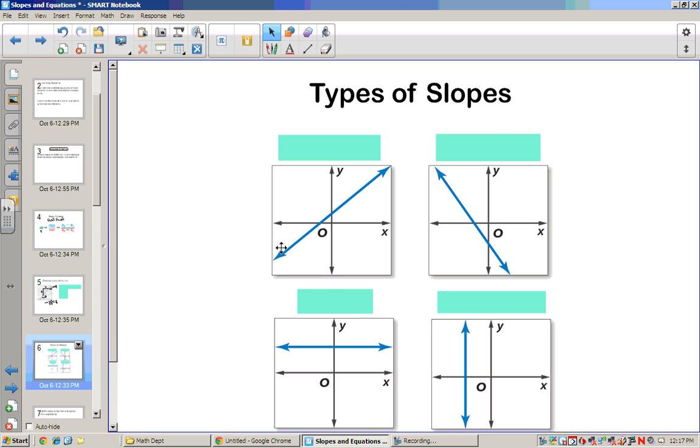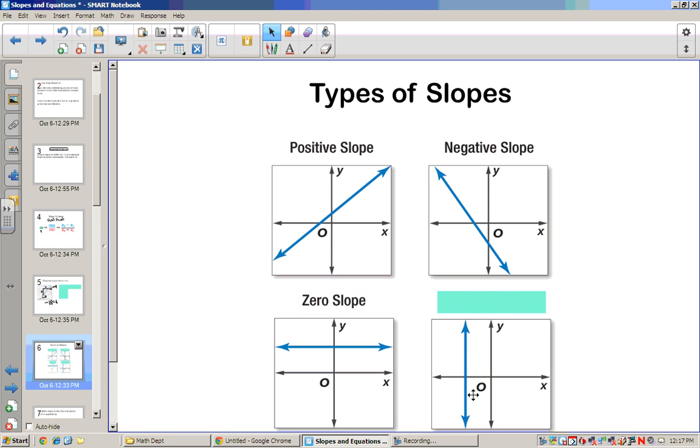Now there's 4 different types of slopes that we should know. If it's going up when we go from left to right, we call that a positive slope. And if it is going down when we go from left to right, we call that a negative slope. Horizontal slopes have 0 slope, and up and down is undefined. And we've already talked about that a little bit this year.